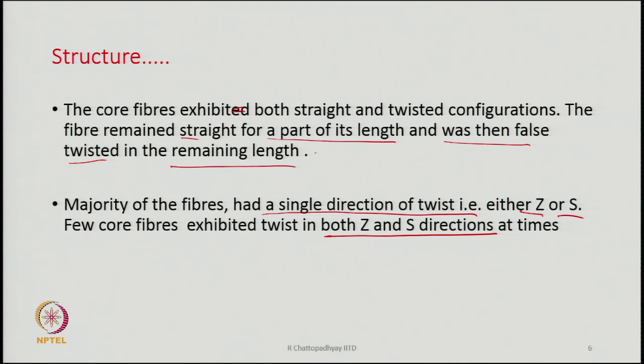So, ideally we expect the core to not have any twist, but in actual case some twist is still there. In a way, this twist is going to help also, because it is going to give some amount of binding between the fibers. So, it will make the yarn stronger. So, DREF 3 yarns are much stronger than DREF 2 yarns.